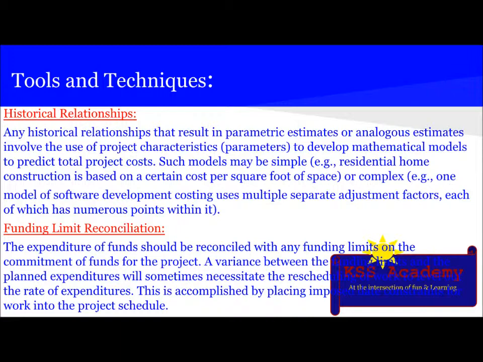And the next tool and technique used to determine budget is funding limit reconciliation. The expenditure of funds should be reconciled with any funding limit on the commitment of funds for the project. A variance between the funding limits and the planned expenditures will sometimes necessitate the rescheduling of work to level out the rate of expenditures. This is accomplished by placing imposed date constraints for work into the project schedule.